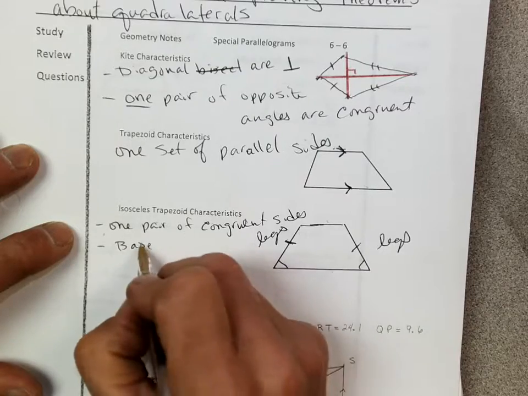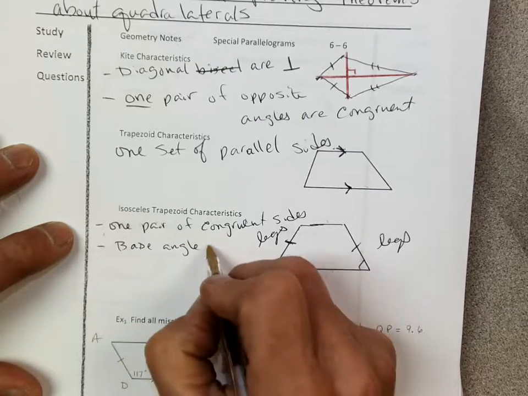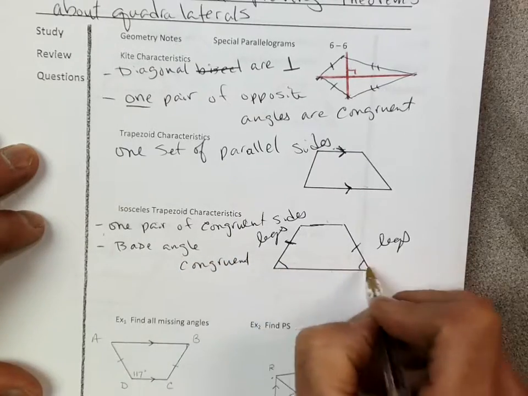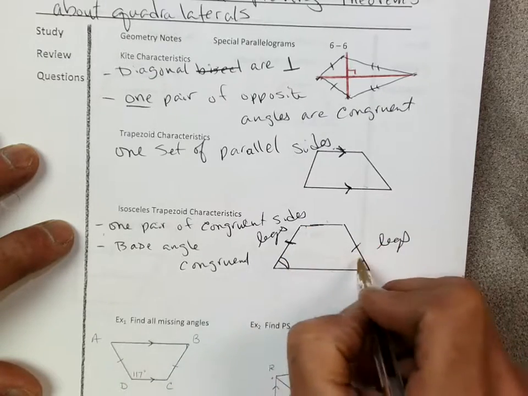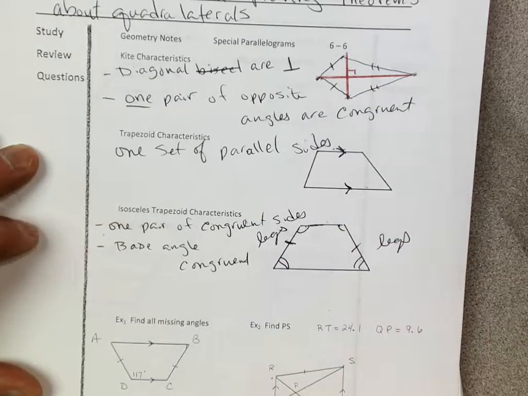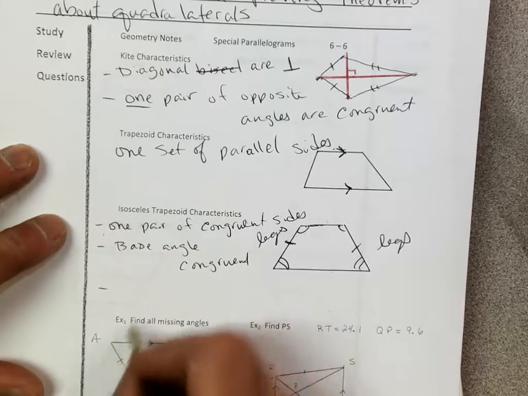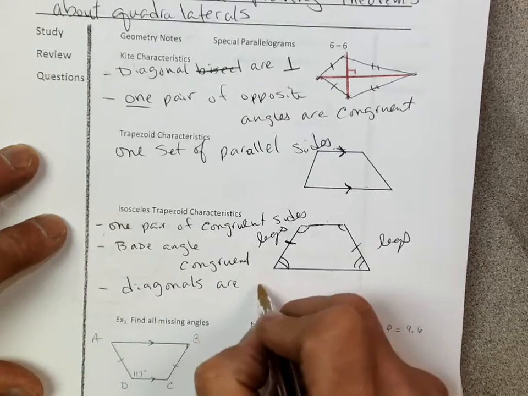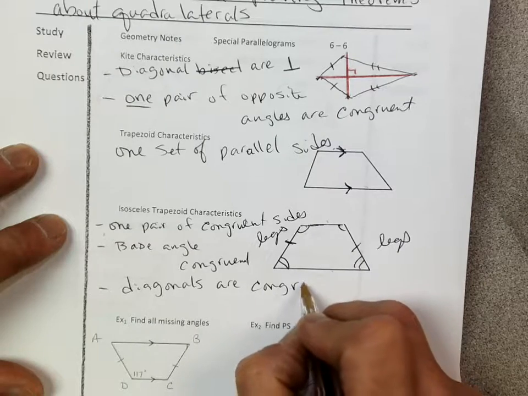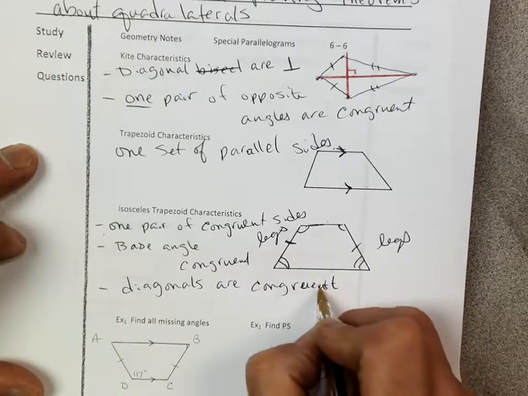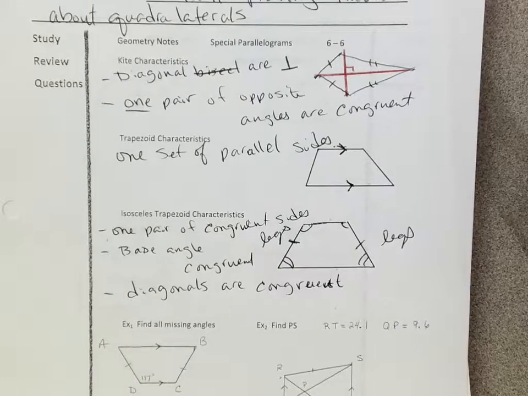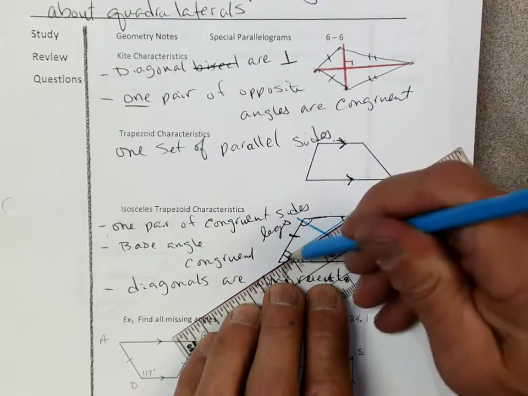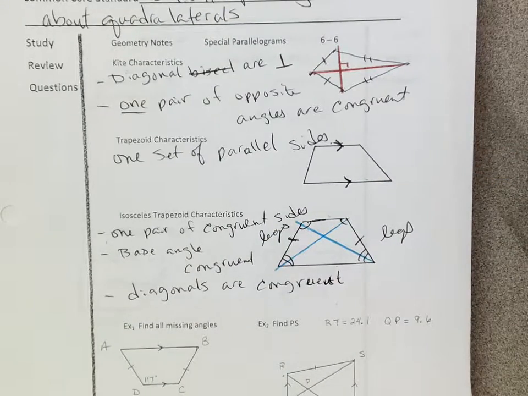Base angles are congruent. So that's congruent to that, and this one's congruent to that one. And its diagonals are congruent. So if I draw my diagonals in, that one's congruent to that one. Okay. Now, those are all of our characteristics.